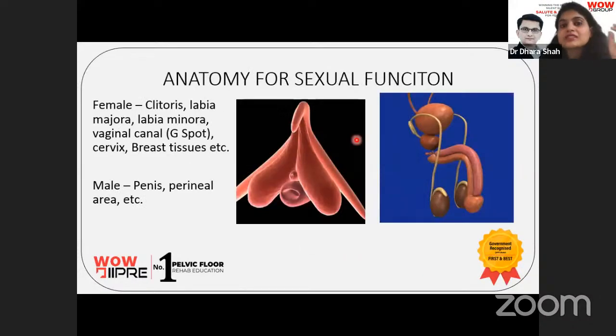Coming towards sexual functioning, see, bladder or bowel impaction or catheterization is still something which has been discussed or the patient knows about, but sexual dysfunction is very widely ignored. Thinking about it, the patient might not be willing to come up and speak about the sexual dysfunction with the fear of being judged.